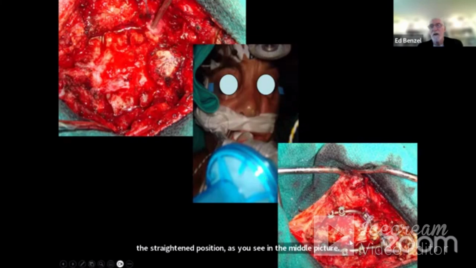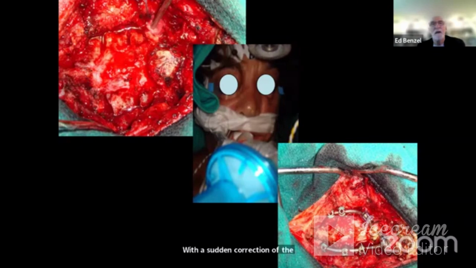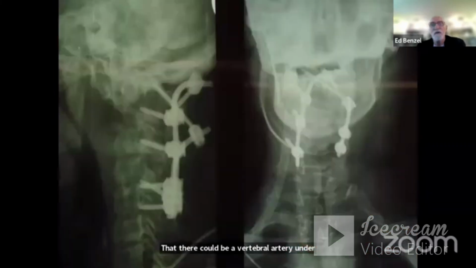osteotomies. Now, an unnerving thing happened during this osteotomy here, and that was we heard an audible pop with a sudden correction of the deformity as we got through the last ligamentous and bony confines of the deformity. And one should be cautious, and the patient should be aware that there could be a vertebral artery injury under such circumstances. And there wasn't.